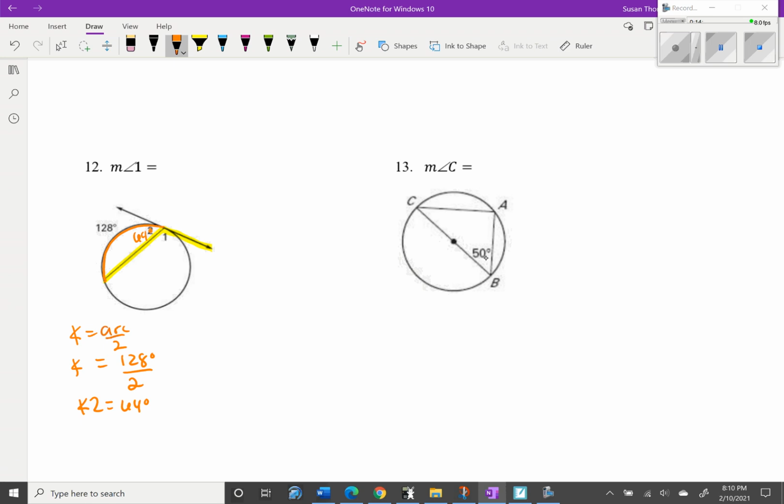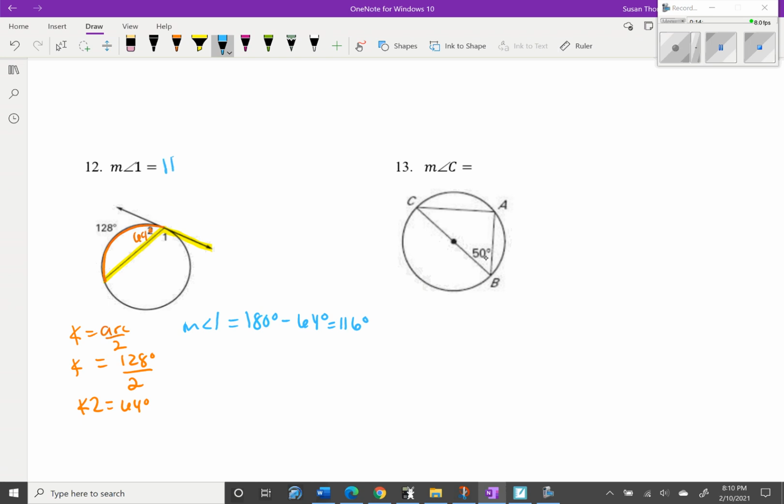So I can find angle 1 because I know that angle 1 and 2 are supplementary angles. So the measure of angle 1 is equal to 180 degrees minus 64 degrees, which gives me 116 degrees.